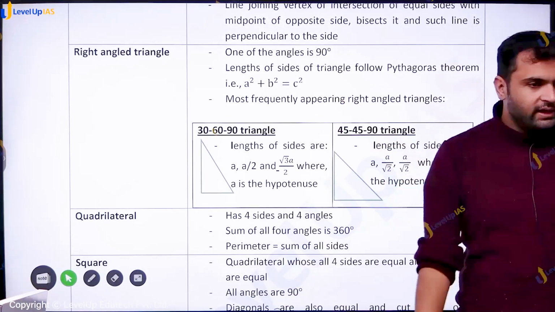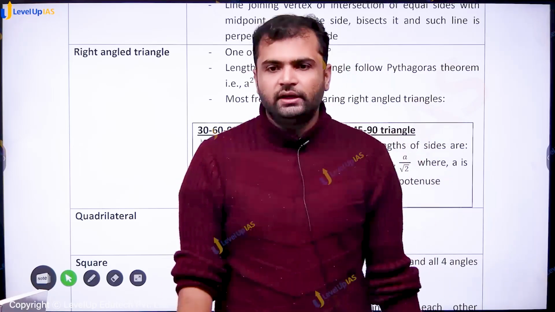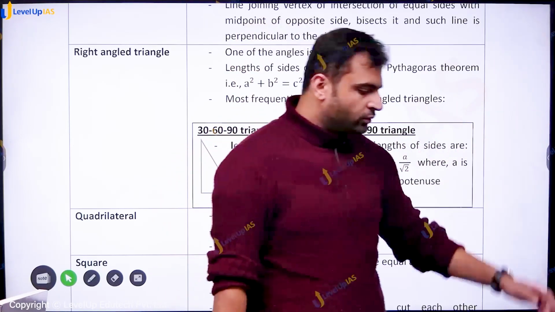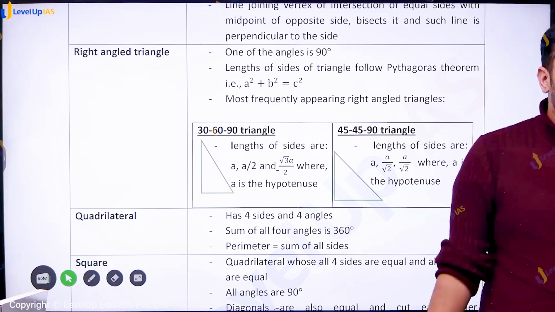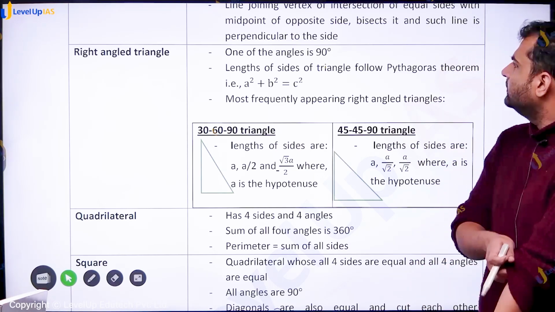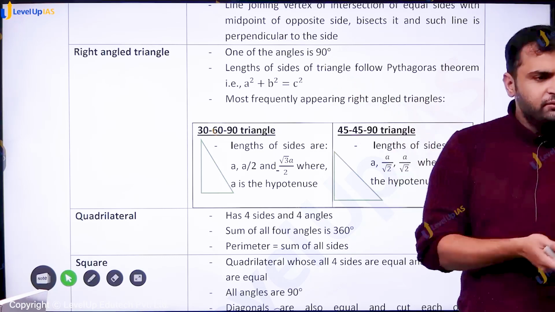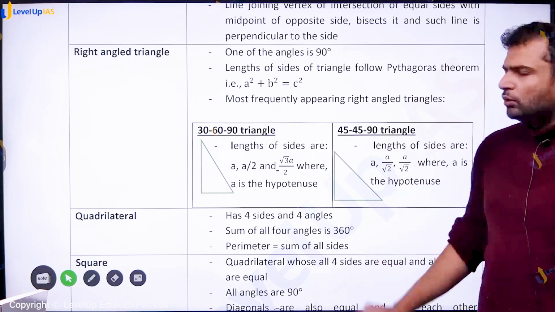Now, right angle triangle. In a right angle triangle, one of the angles is 90 degree. So sum of the other two is 90, because total is 180. If one is 90, sum of the other two would be 90. Then lengths of the sides follow Pythagoras theorem. We know this.